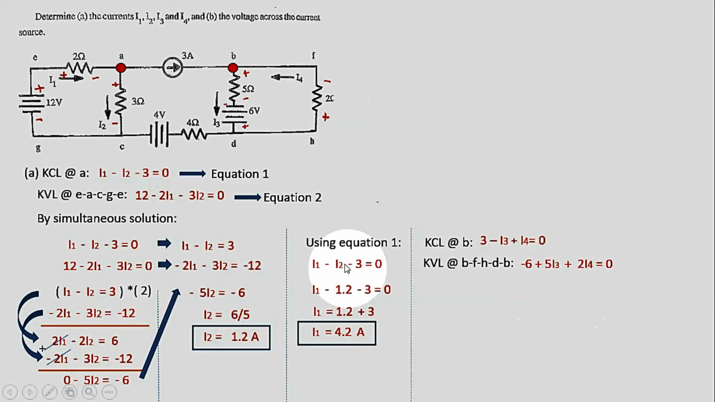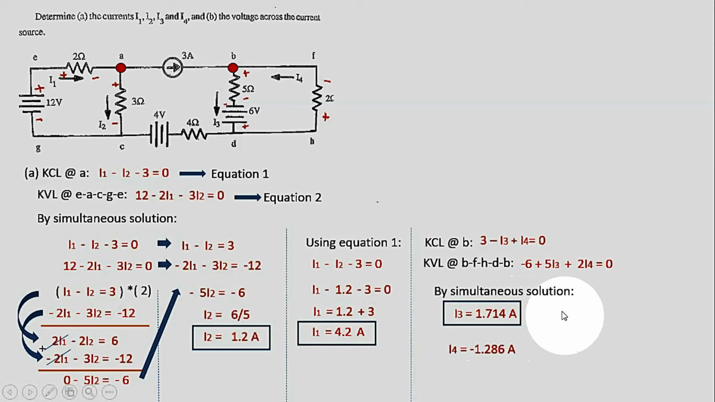and it is equal to 0. So the same thing that we are going to do as we have done for solving I sub 2 and I sub 1, by simultaneous solution. So we will have this result. For I3, we will have 1.714 ampere. And for I sub 4, we have negative 1.286 ampere. So we already have the values for I sub 1, I sub 2, I3, and I4.